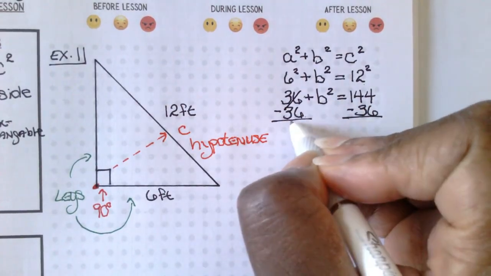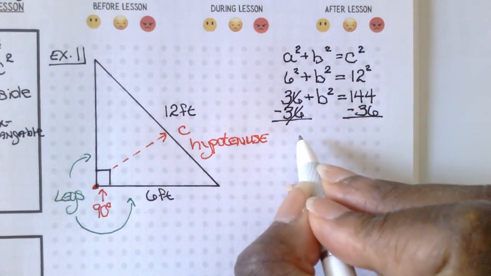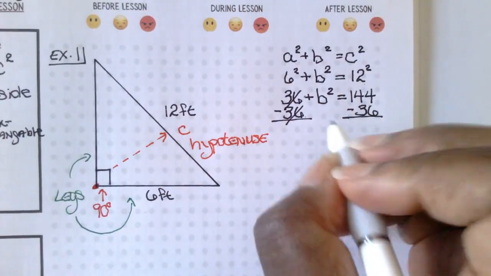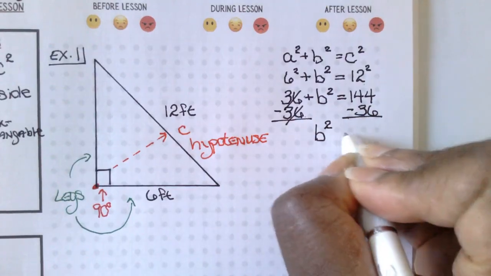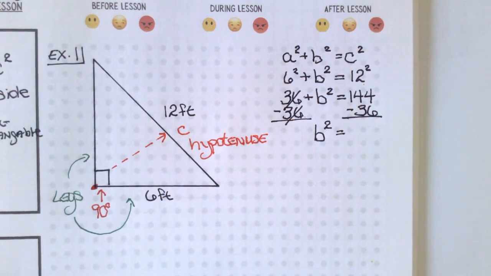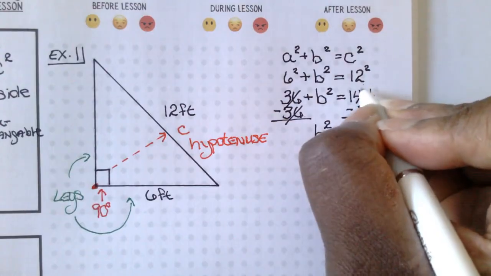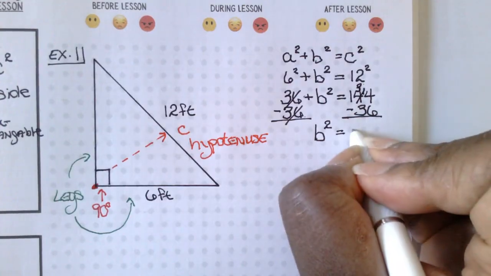So 36 minus 36 will give me 0. But I don't need 0 as a placeholder because I still have my b squared on the same side of the equal sign. Okay? So now, 144 minus my 36, that will give me my 108, because we borrowed here from the 3. Now that 4 is now 14.